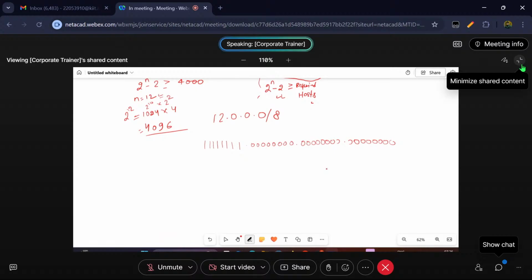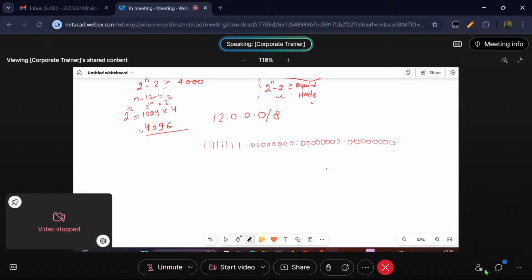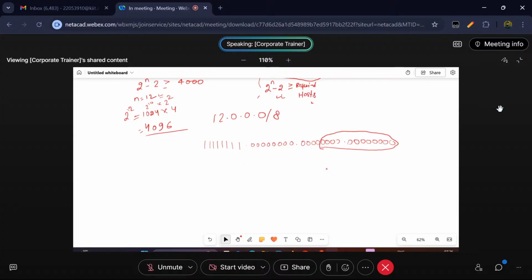We have to make it 12 bits. I mean, counting 0, 1, 2, 3, 4, 5, 6, 7, 8: so 8 from this octet and 4 from this octet. This one, just make it 6, right? A 0, and the remaining bits just make it 1.